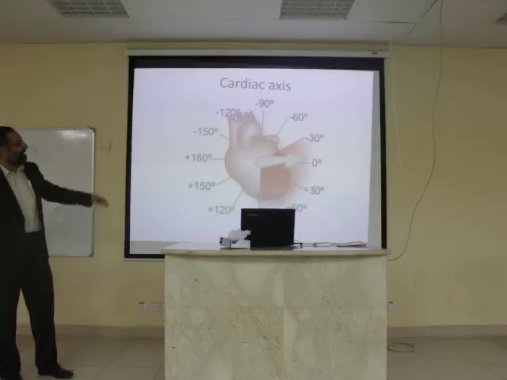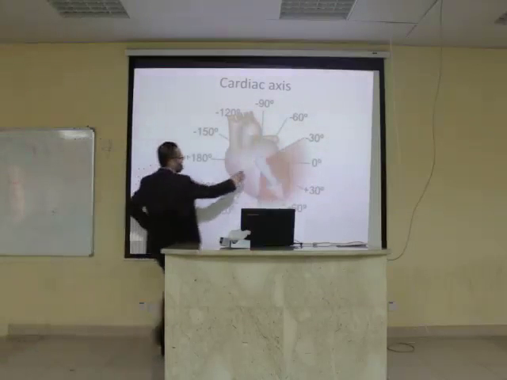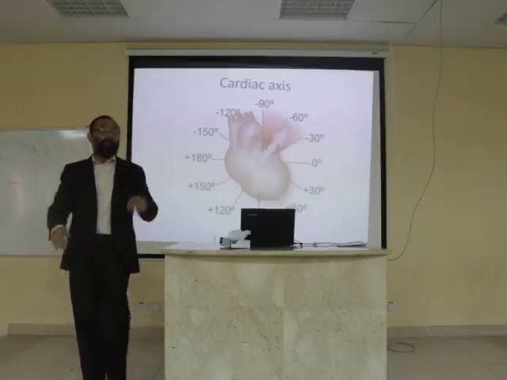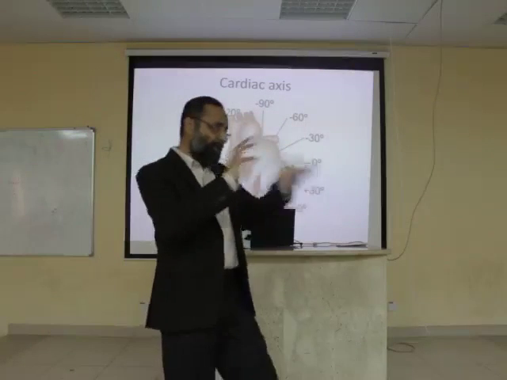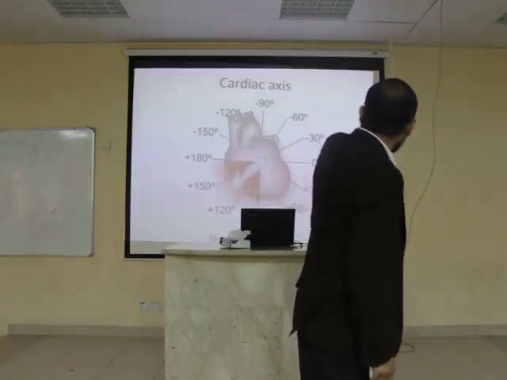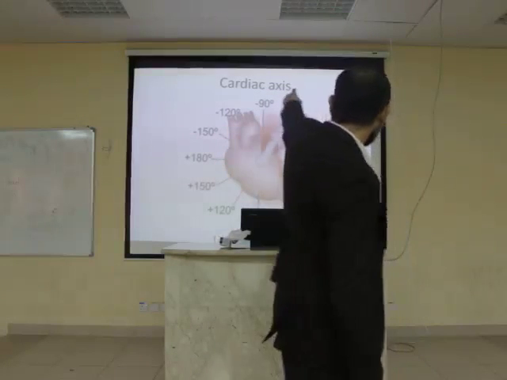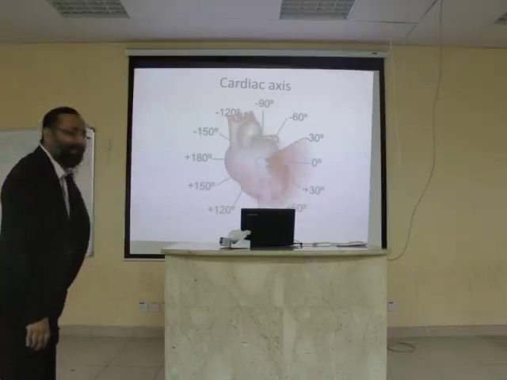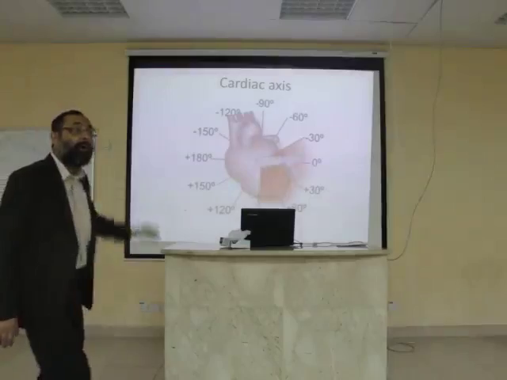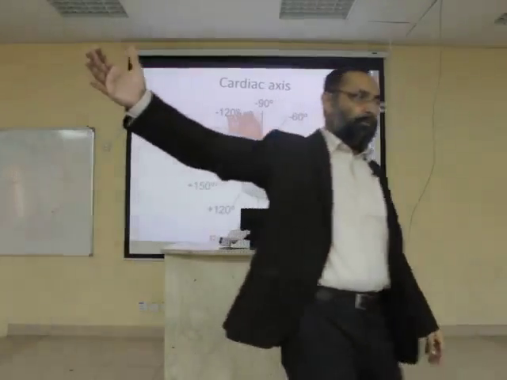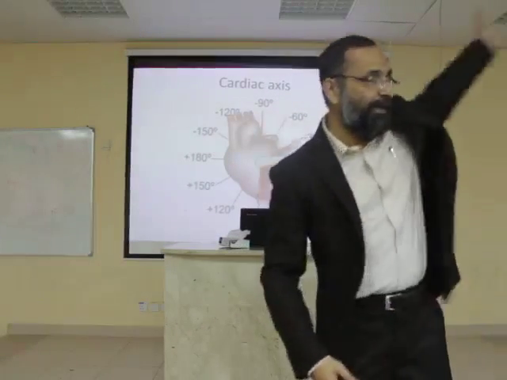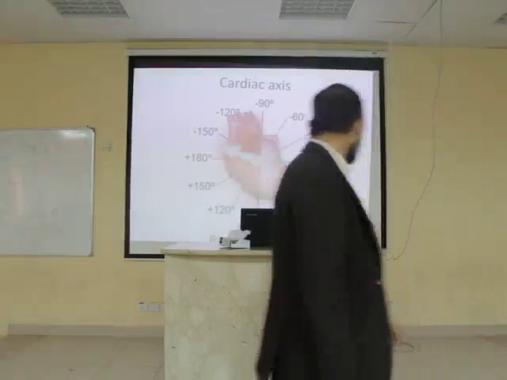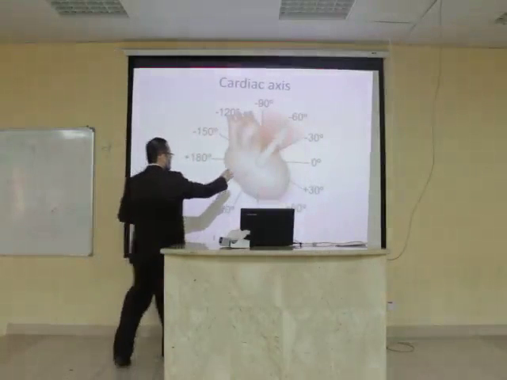This is axis. The axis can change. Actually, your axis is here. You know that. But in different diseases and conditions, heart enlargement, changes in the heart, the axis can move to extremes from here to there. If it is moving towards the right side, you will call it right axis deviation. If it is moving towards the left side, left axis deviation.